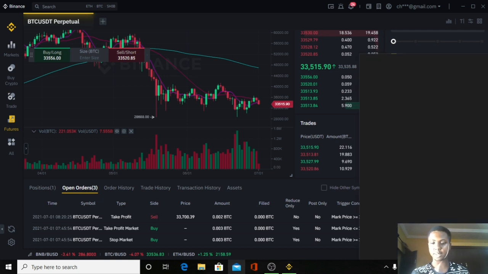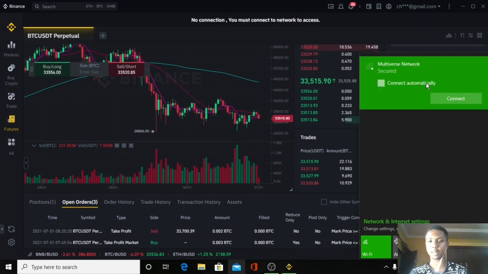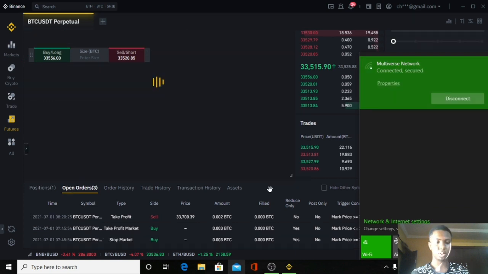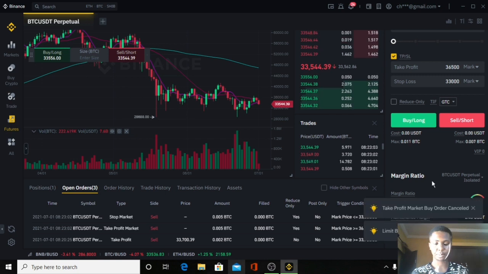Oh, sorry guys, it seems that my network is off. So let me just reconnect to the network. Okay, I'm connected to the network. Oh, my order is set in again, as you can see, at the sell of this price. So let's just reset that order because I think it didn't go through. So as you can see, I could press a buy long at 33.9. Right? So as you can see, 33.9 is set. My buy long at 33.9 is set in.